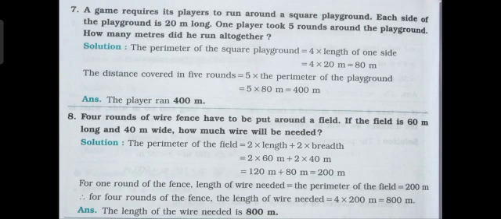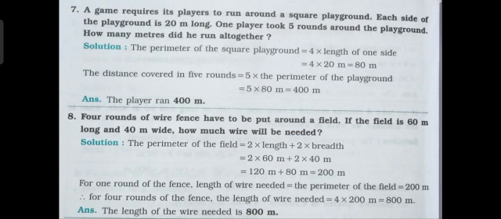Okay. The eighth one is: 4 rounds of wire fence have to be put around a field. If the field is 60 meter long and 40 meter wide, how much wire will be needed? Long and wide, that means the perimeter of the rectangle. So the perimeter of the field is equal to 2 into length plus 2 into breadth. So that is equal to 2 into 60 meter plus 2 into 40 meter, that is 120 meter plus 80 meter, that is equal to 200 meter.